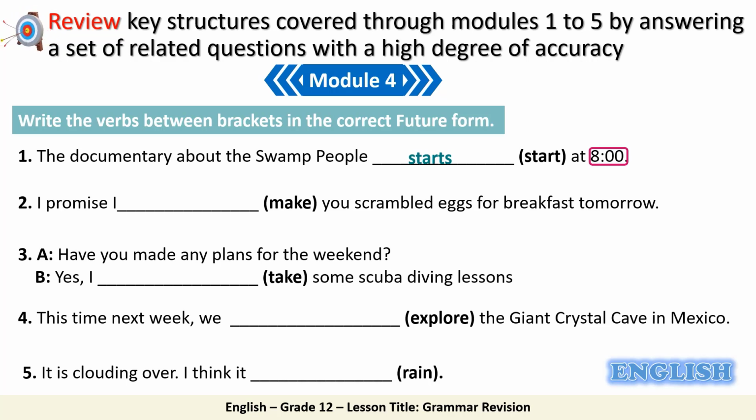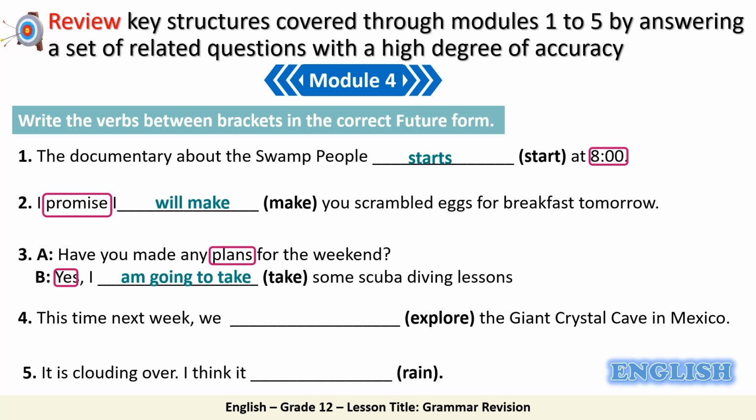We move to sentence number 2. We should write will make because it refers to a promise. The next answer should be I'm going to take because it refers to a decision which has already been made.